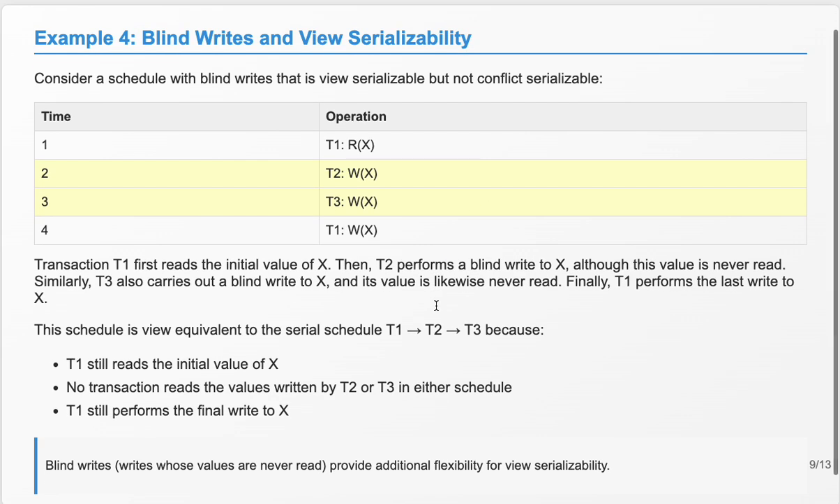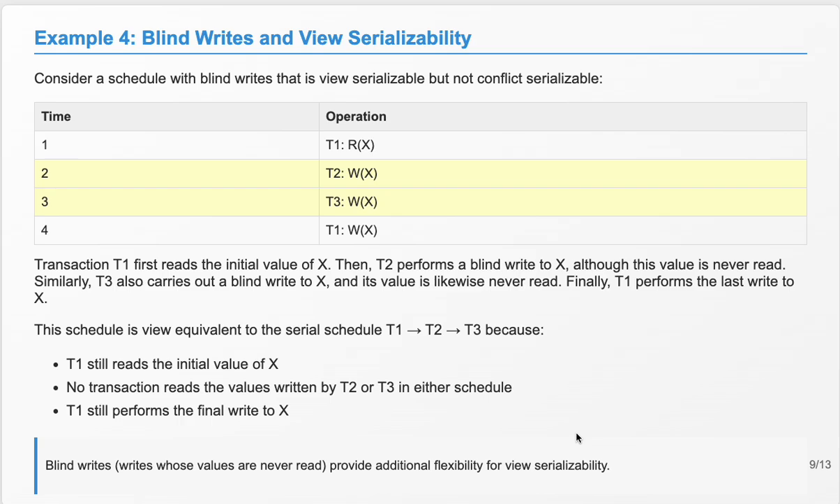So let's consider this schedule. T1 reads X, T2 writes X, T3 writes X, and then T1 writes X. We can see that T1 reads the initial value of X, T2 and T3 both perform blind writes to X, and T1 performs the final write to X. This schedule is view equivalent to the serial schedule T1, T2, T3, because T1 will be reading the initial value of X, and no transaction is reading the value written by T2 or T3 because of blind writes, and then T1 still performs the final write to X.